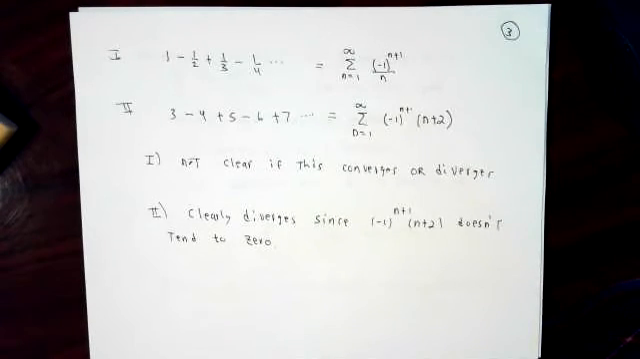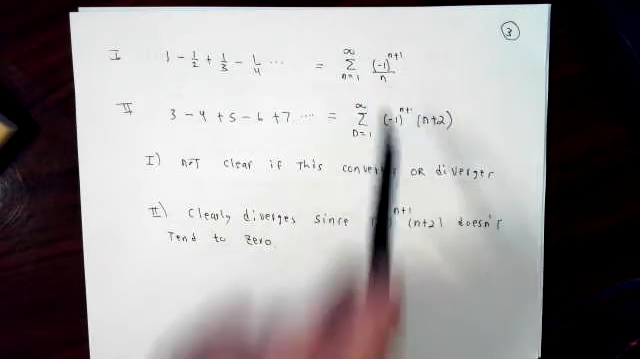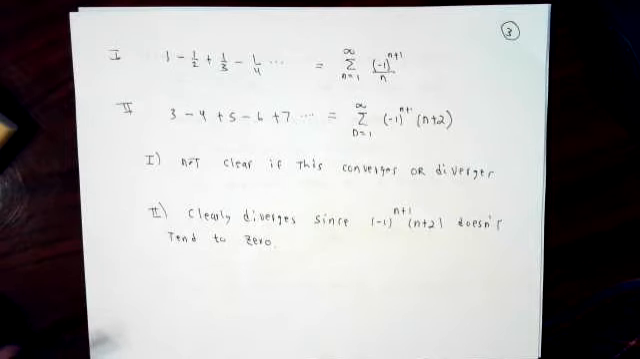As a concrete example, think of 1 minus 1/2 plus 1/3 minus 1/4, and so on and so forth. In sigma notation, you could write this as the sum n equal 1 to infinity of negative 1 to the n plus first power over n. We don't know if that converges or if it diverges at the moment. We have no way at all of dealing with it yet.